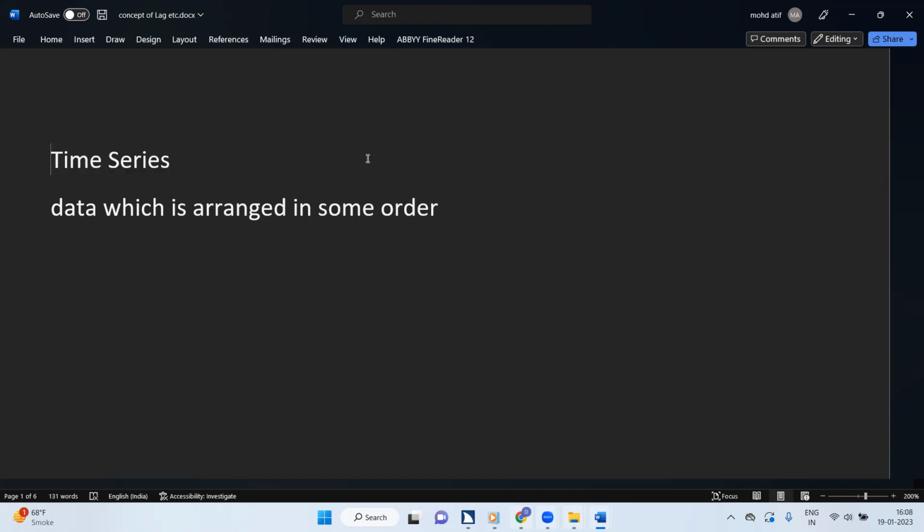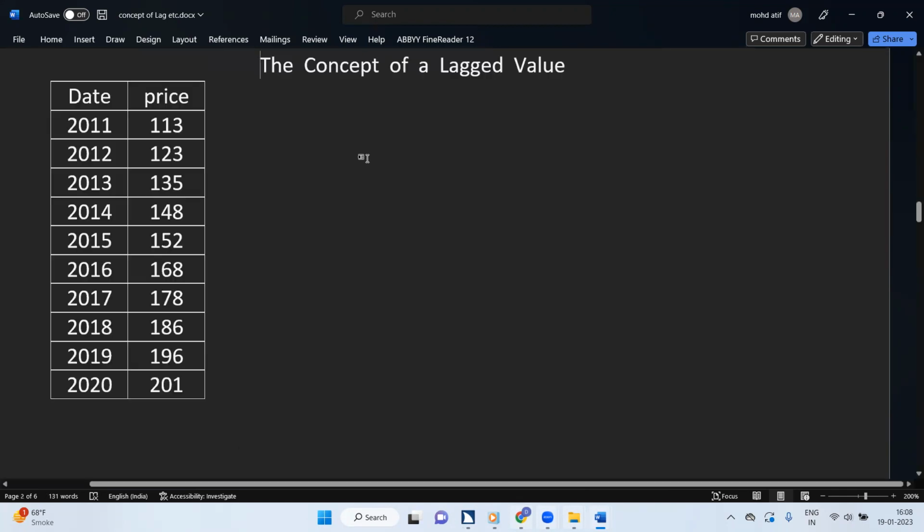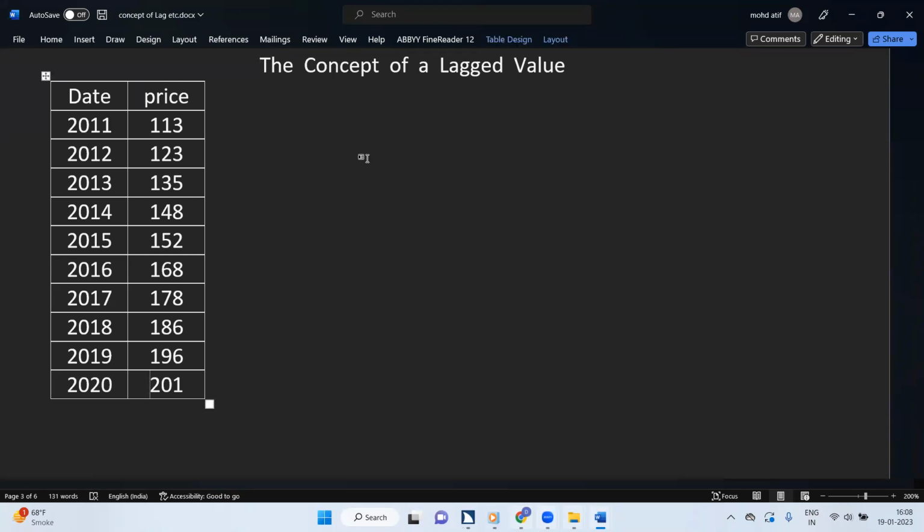Before going ahead, let me describe a few concepts. Let's talk first about the concept of a lagged variable. Just look at this table. Let's say this is the price of a particular variable for several years. In 2011, the price is 113, then in 2012 it's 123, then in 2013 it's 135 and so on. Now, when we say the lag of this variable, we basically shift values one period ahead, like this.